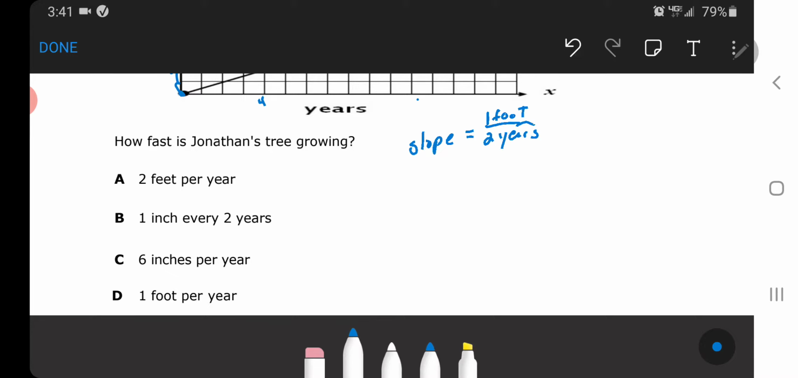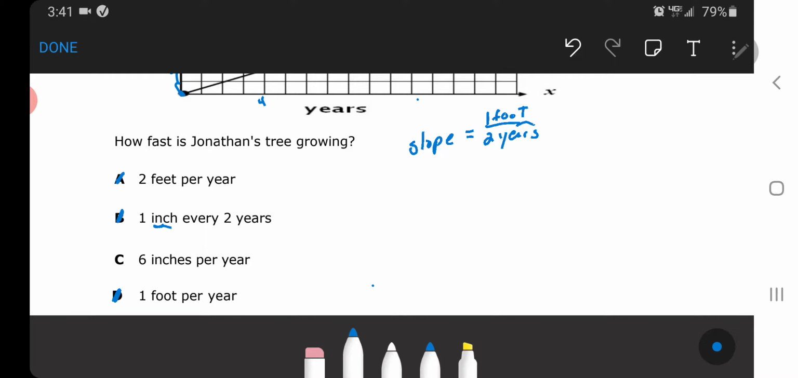Looking at our answer choices, it says 2 feet per year. Of course, we know that's not correct because we only go 1 foot every 2 years. Next one says 1 inch every 2 years. Once again, be careful. It says inch. We're going 1 foot. So that's wrong. We got 6 inches per year. Well, that kind of makes sense, but let's look at the last one. 1 foot per year. Once again, we go 1 foot for every 2 years, so that's wrong.